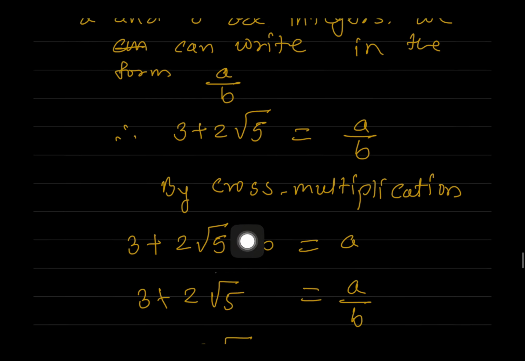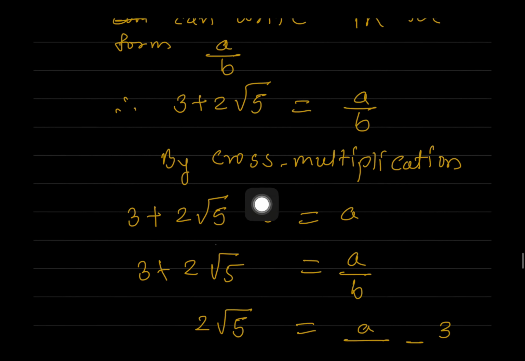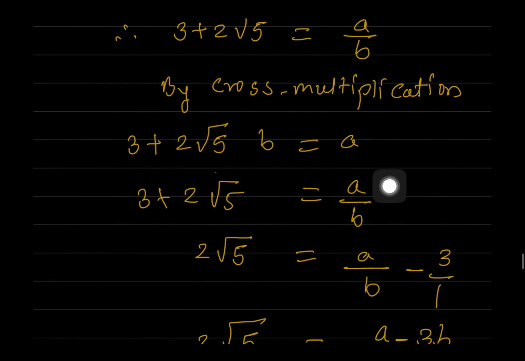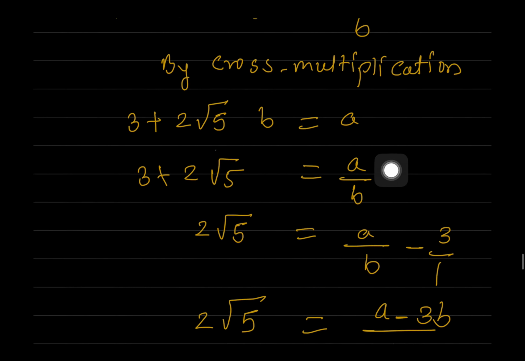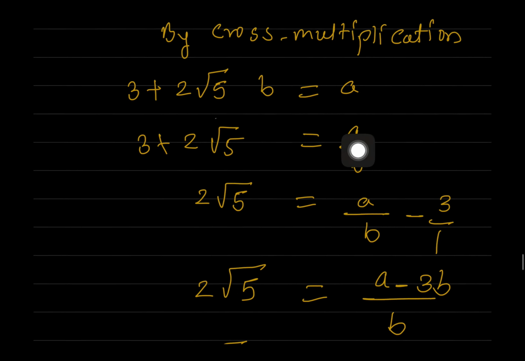Again cross multiplication. So 3 plus 2 root 5 into b equals a. Then this b will come here, and it becomes a upon b, because where there was multiplication, it becomes division.